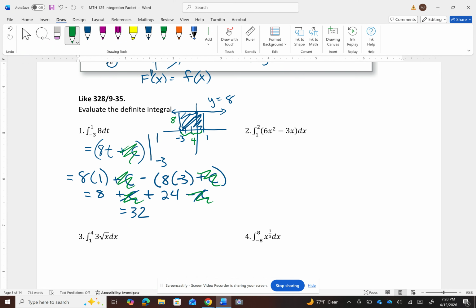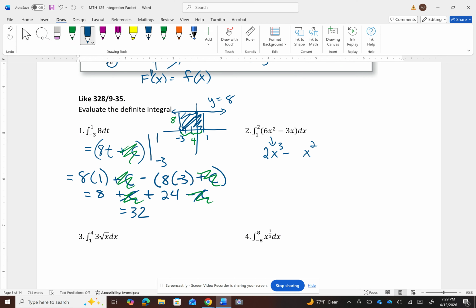All right, let's move on and look at question number 2. So here, the first thing I'm going to do is integrate each term. So x to the second would have come from x to the third. So I'm going to put a 2 out in front, so when the 3 comes down, it makes the 6 that I need. All right, now over here, the x would have needed an x to the second.